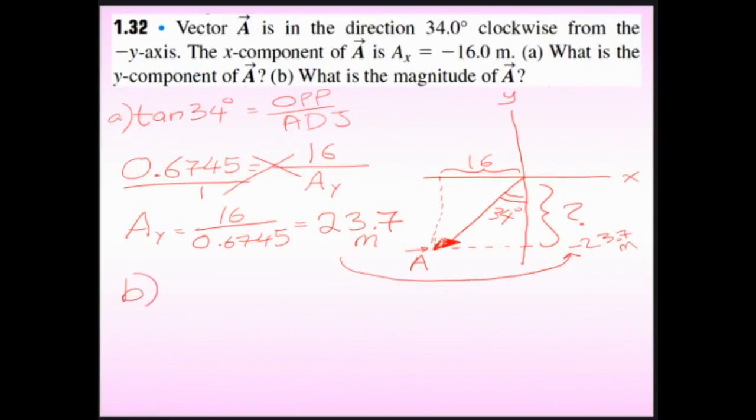What's the magnitude of A? There are 2 ways to do this one. Who would like to suggest one? Pythagorean theorem. Of course, I have the length here, and I have the length here, or here, whatever you want to call it. What's the other method? SOHCAHTOA. But this time, I'm looking for the hypotenuse, and I have the what? And I have the opposite. So what am I going to use?